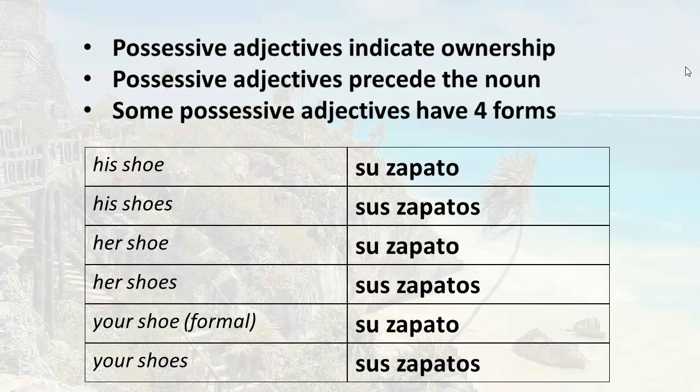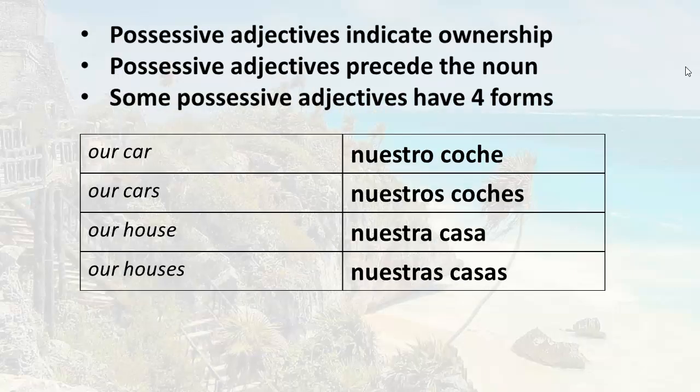Also, very important, remember that possessive adjectives precede the noun, unlike descriptive adjectives. Remember, when we studied descriptive adjectives, we learned that they follow the noun in Spanish generally. So this is an exception to that rule. The possessive adjectives will precede the noun.